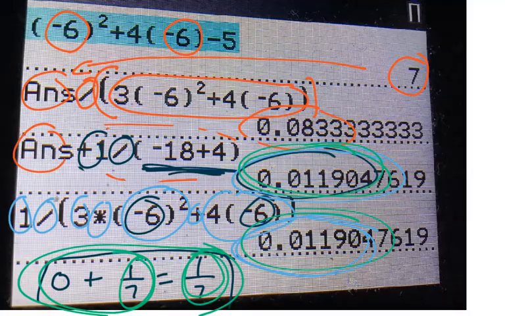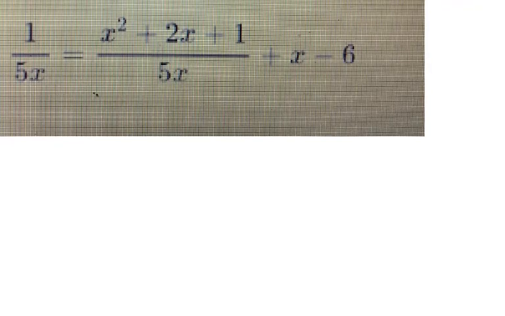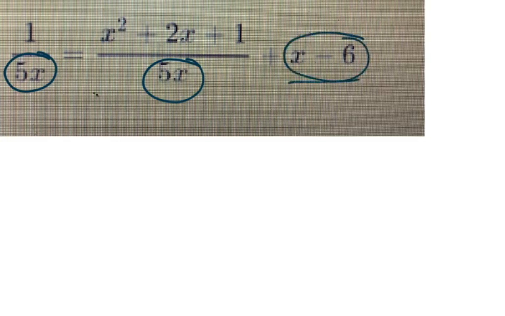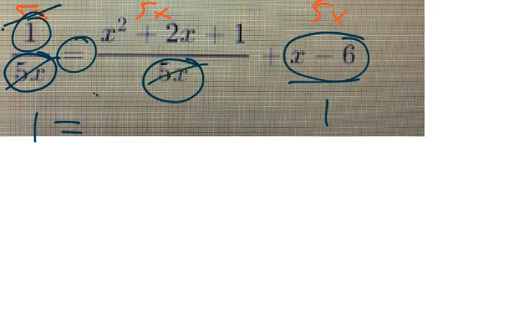Okay? Let's do one more here. Guys, notice this one. The denominator here is 5x. The denominator here is 5x. The denominator here is really a 1. So I'm going to times everything by the common denominator, which is 5x. Let's see what happens here. 5x cancels out with 5x. All I have is 1 equal to 5x cancels out 5x, so I have that.